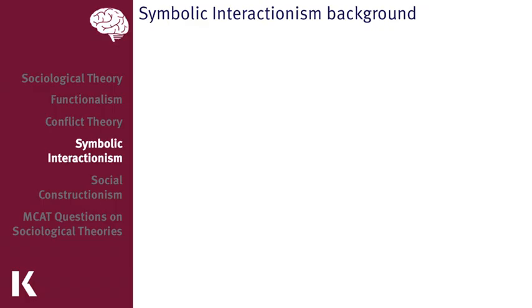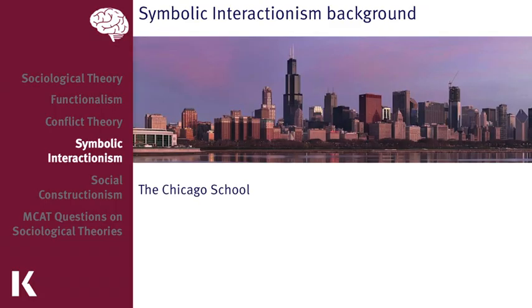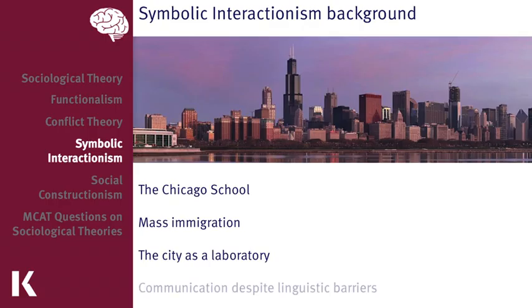Moving on to micro-theories. Symbolic interactionism has its roots in the University of Chicago in the early 1900s, and because of this it is also called the Chicago School of Thought. The early 20th century was a time of massive immigration into Chicago, and the university used the city as a vast resource to study how different groups, despite massive cultural and linguistic barriers, were still able to communicate, function together, and ultimately assimilate through the use of symbols.